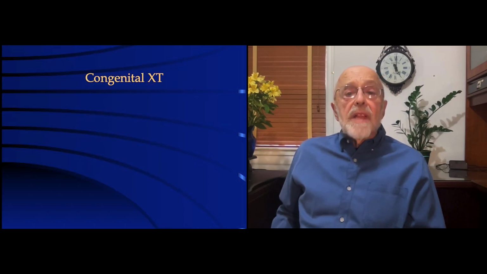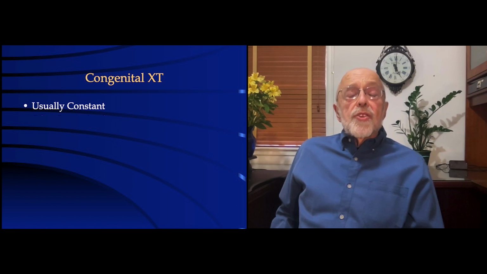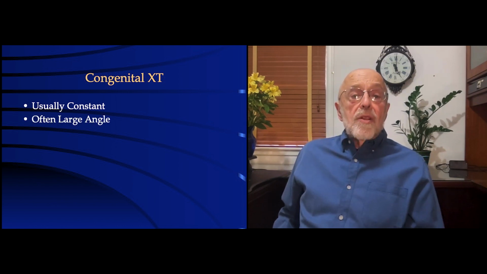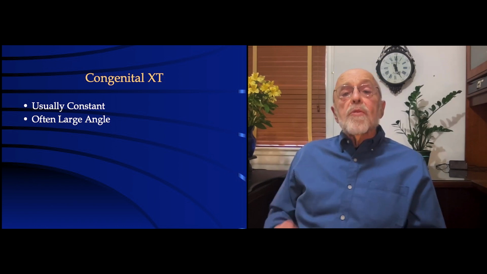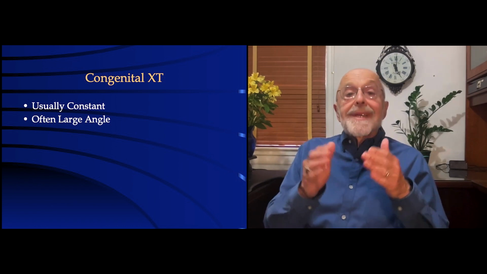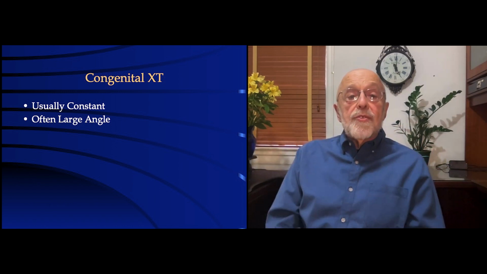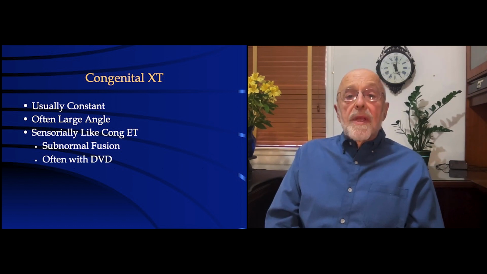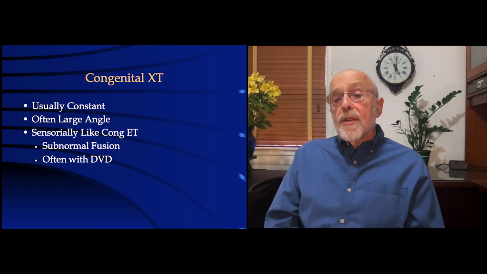Now, a congenital exotropia is usually constant. It's often a large angle, and you can think of this as being very much like a congenital or infantile esotropia, except that the eyes are deviated in the opposite direction. Sensorially, it's like infantile esotropia in that there's subnormal fusion, there's alternate suppression, it's often associated with DVD.